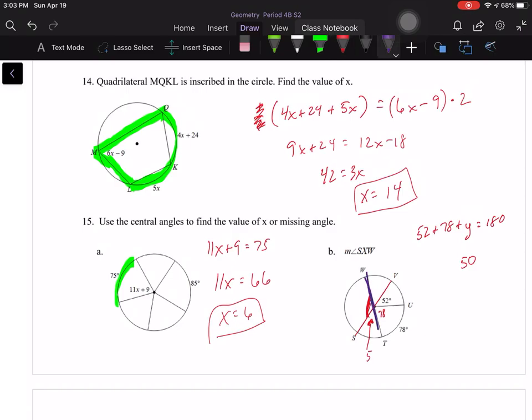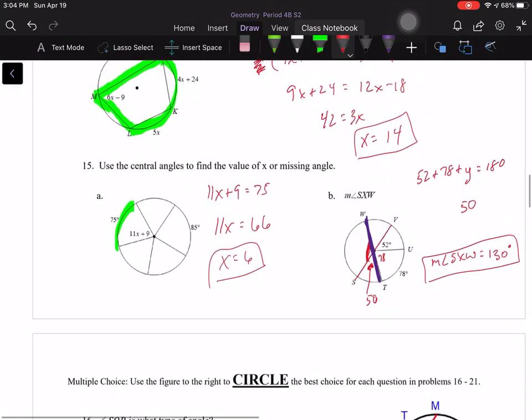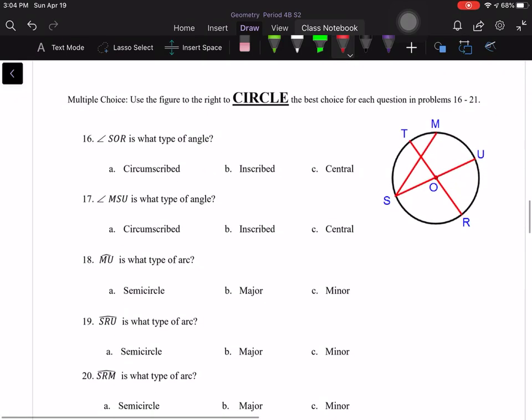Now I'm going to switch colors here, and I know that this is also, missed my 0. I know that that also adds up to 180, that purple line there. So I know that the measure of angle SXW is going to be 130 degrees because that's also a semicircle when we did that one.